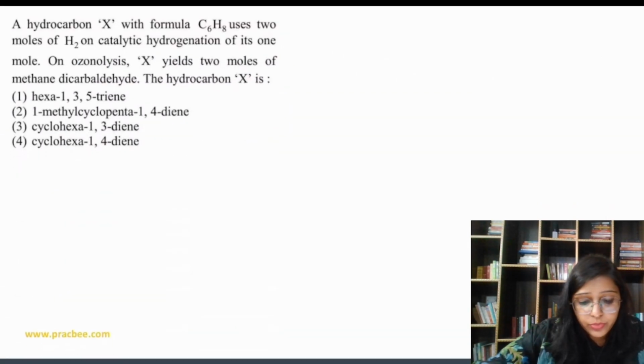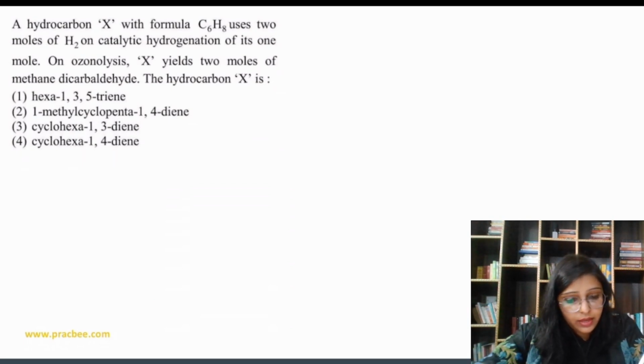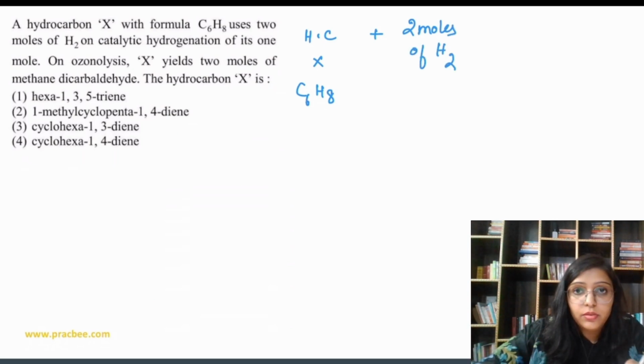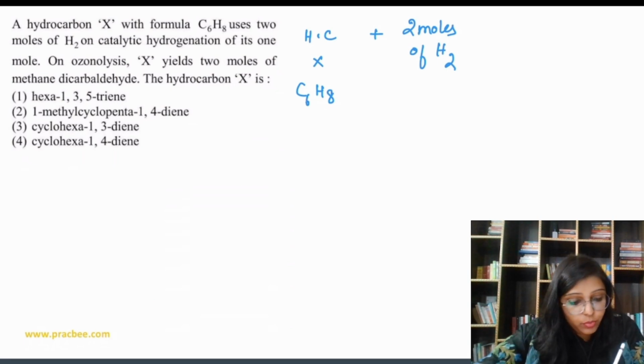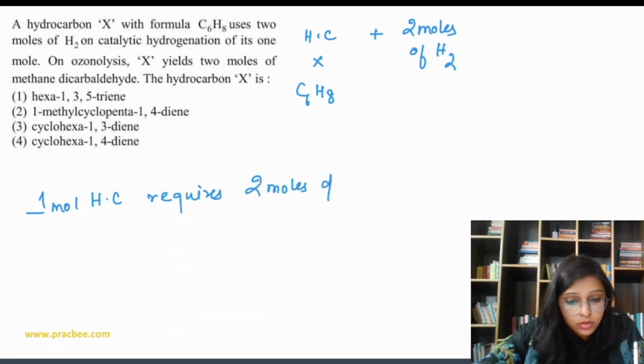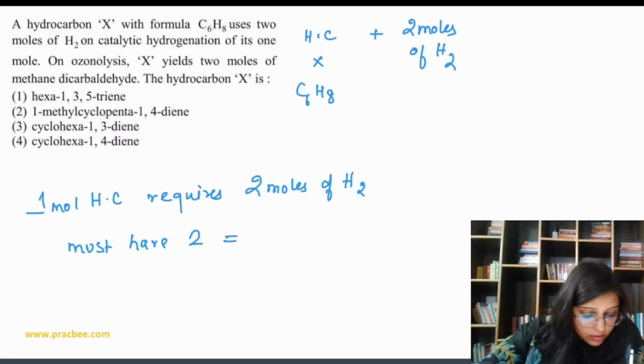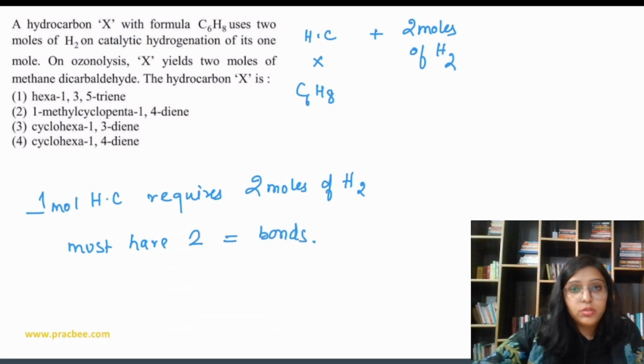Now let's do this question. We have hydrocarbon X with molecular formula C6H8 that uses 2 moles of hydrogen on catalytic hydrogenation of its 1 mole. It means 1 mole of hydrocarbon requires 2 moles of hydrogen. So 2 moles of hydrogen means we must have 2 double bonds. That's why 2 moles of hydrogen is required.